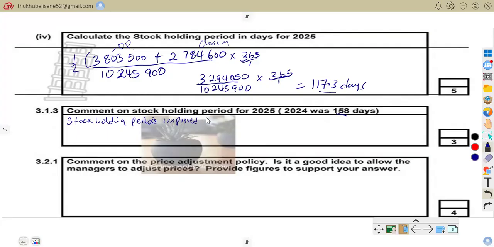It improved from 158 to 117 days by 41 days. So it improves by 41 days, because if you subtract 117 from 158, that will give you 41 days. So it means now watches were on demand.